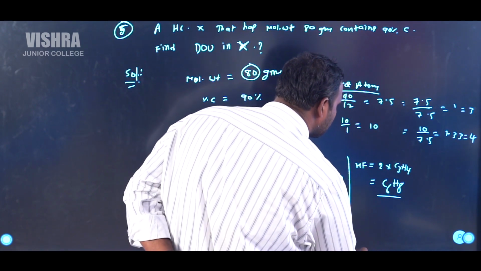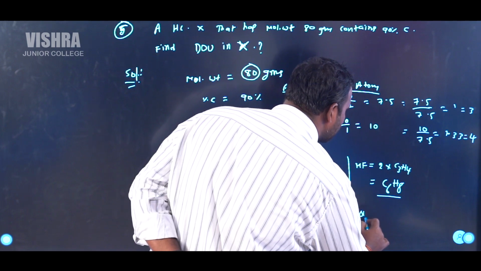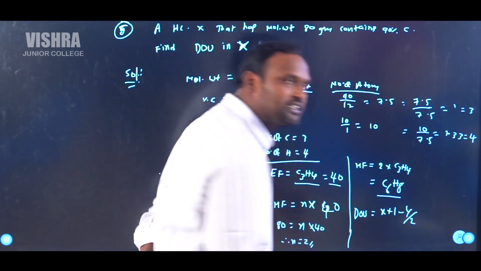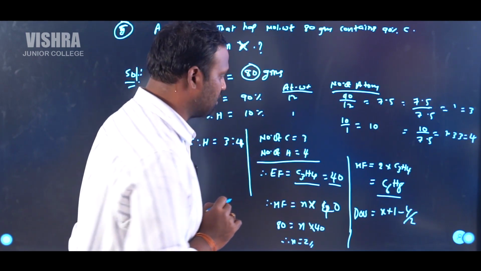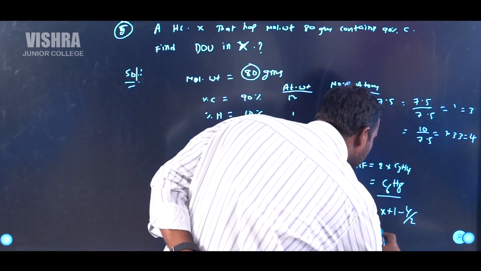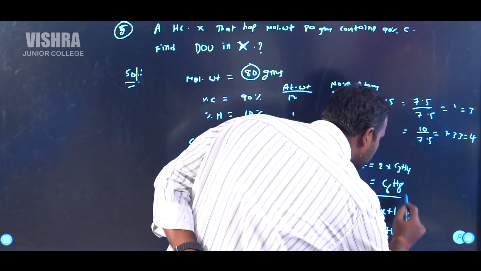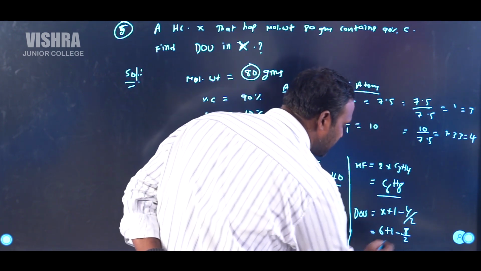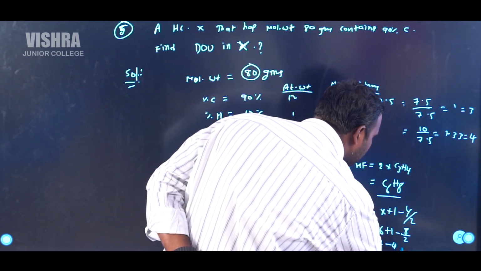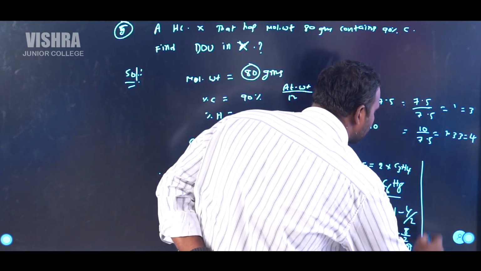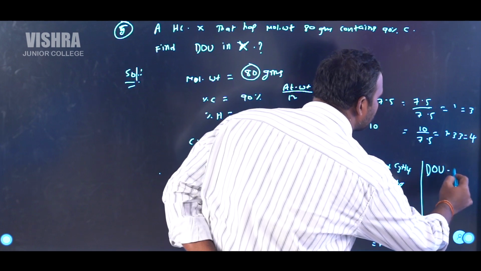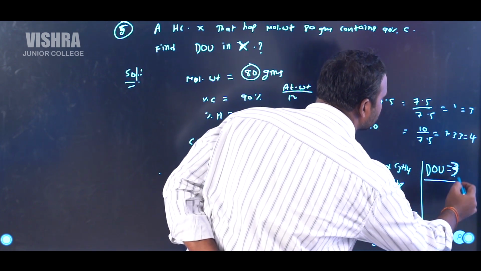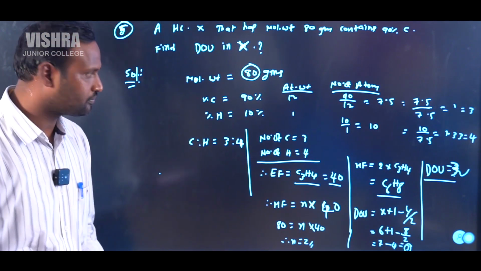Degree of unsaturation in this case, C6H8. Already know degree of unsaturation formula: X plus 1 minus Y by 2. X is the number of carbon atoms, Y is the hydrogen atoms. So X value 6 plus 1 minus Y value 8 by 2. So that is equal to 6 plus 1, 7 minus 4. 7 minus 4 is equal to 3. So therefore degree of unsaturation is equal to 3. So 3 is the correct answer in this case.